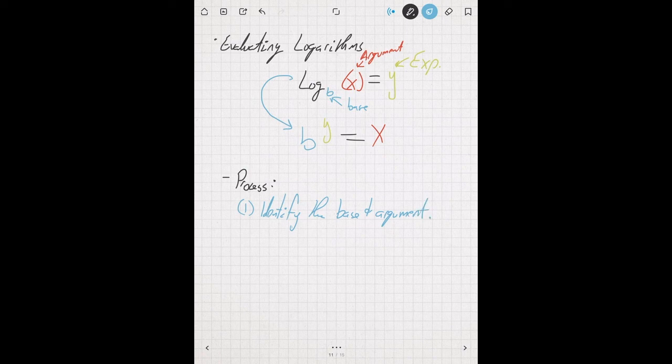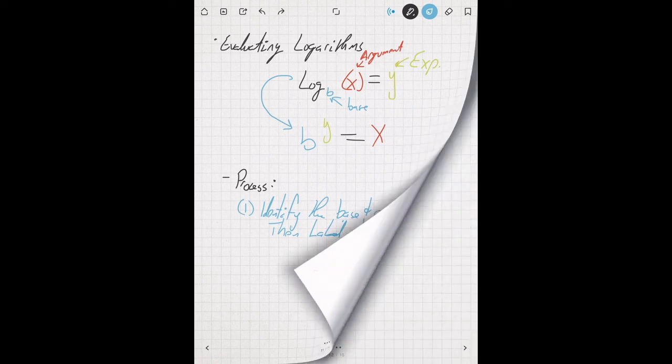Then label what the log equals. Meaning, set the logarithm equal to something. We'll see an example of this in just a minute. So identify the base and the argument, and then label what this whole logarithmic expression is equal to. Okay? Let's take a look at an example right here.